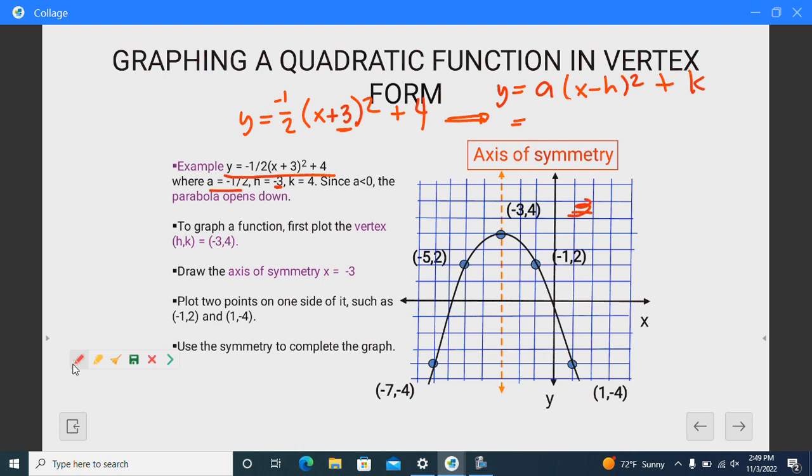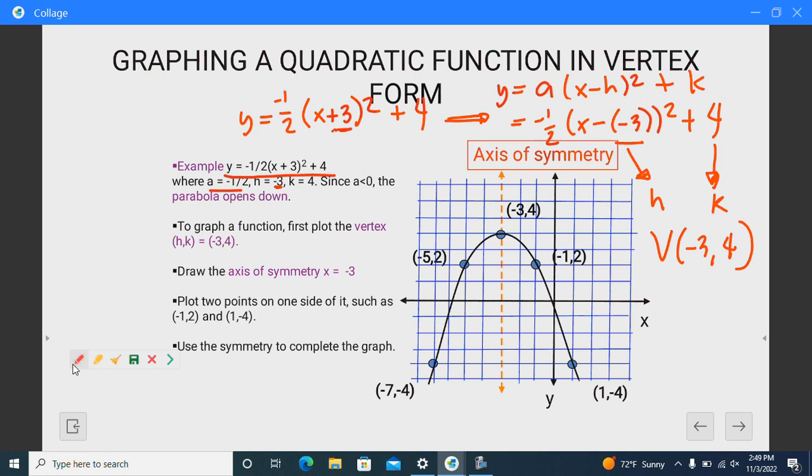So that should be negative 1/2 (x minus negative 3) squared plus 4. That's why our h here is negative 3 and k is 4. So our vertex now is (negative 3, 4). And since a is less than 0, that means negative 1/2, the parabola opens downward.